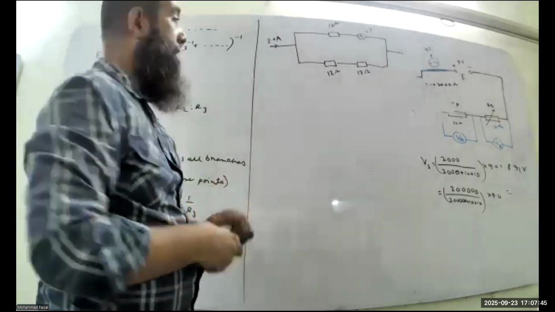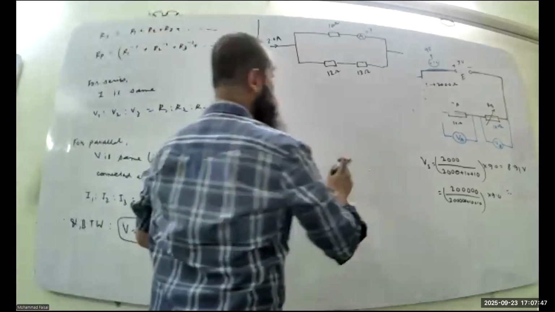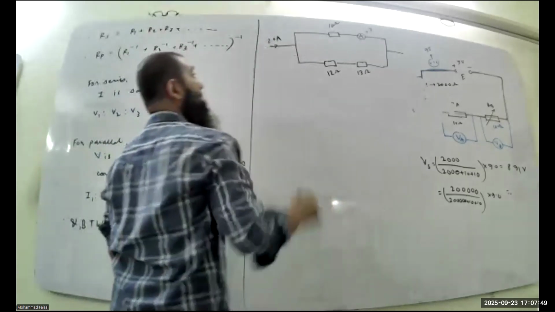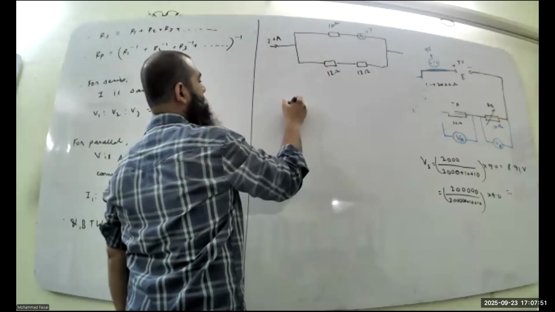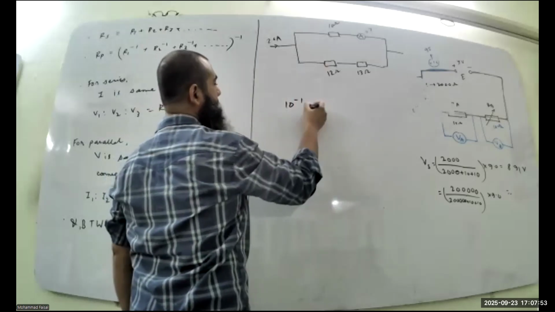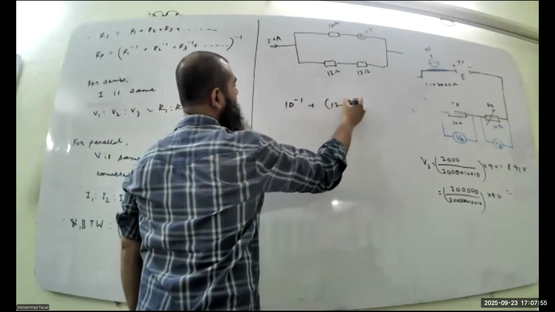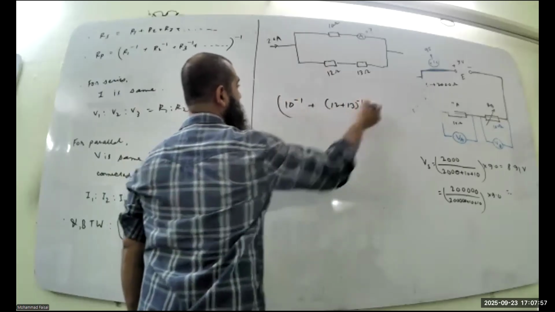The elaborate way looks like this. First, we find out the combined resistance of the whole thing. What will be the combined resistance of the whole thing? Have a look. I'm writing it in one line: (1/10 plus 1/(12 plus 13)) whole inverse.